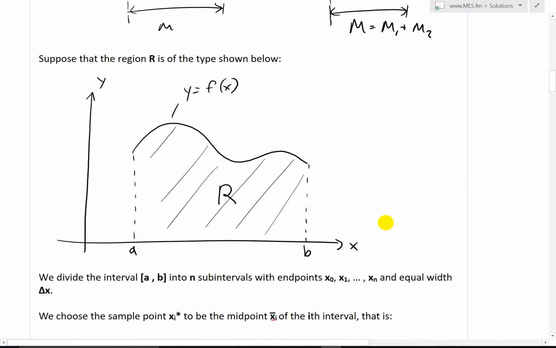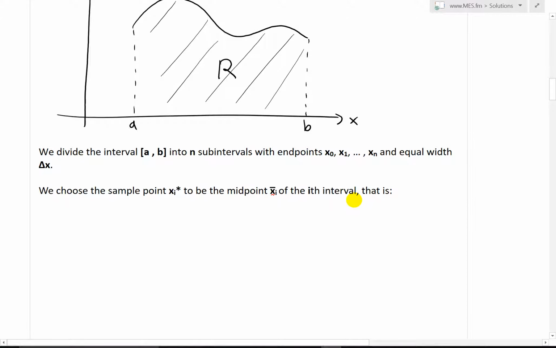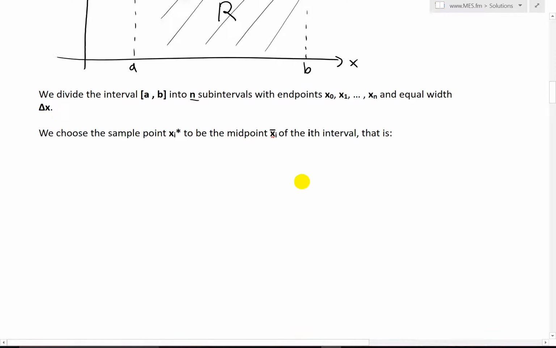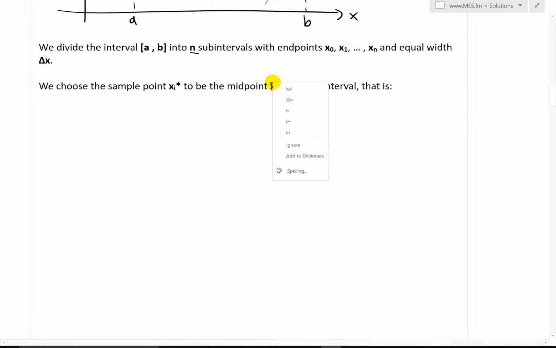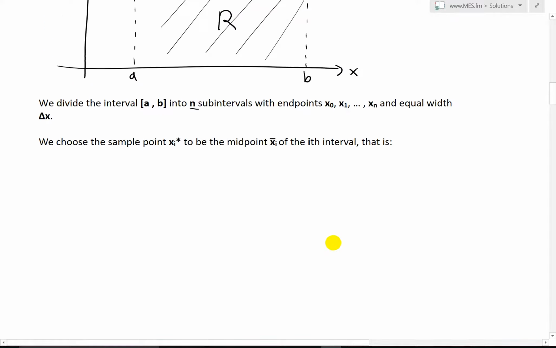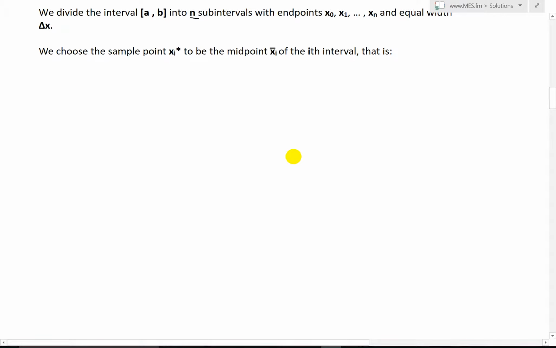And now, like my other videos on integrals, we divide this interval from a to b into n subintervals with endpoints x0, x1 all the way to xn, with equal width delta x. And then we choose sample points xi star to be the midpoint. We'll call this xi with a line above, of the ith interval. So basically this is similar to all my other videos on applications of integrals and how we define them.